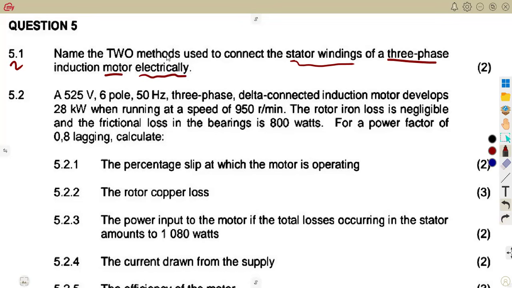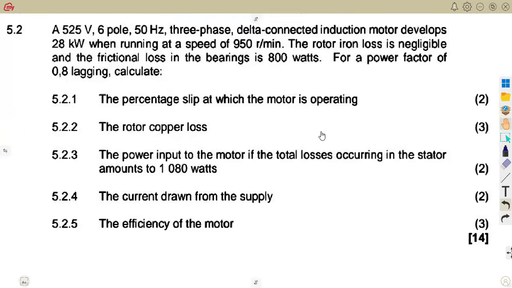How do you connect? We do understand these stator windings can be connected in a star, or they can be in a delta. These are the connections of a three-phase. So they're just asking you the three-phase connections electrically, how the stator windings are going to be. So we can have the star connection, we can have the delta connection. So this was a straightforward question.